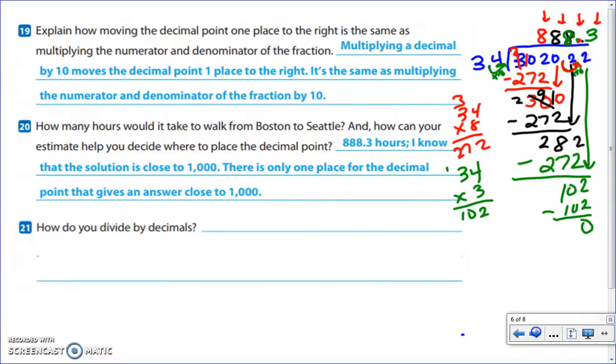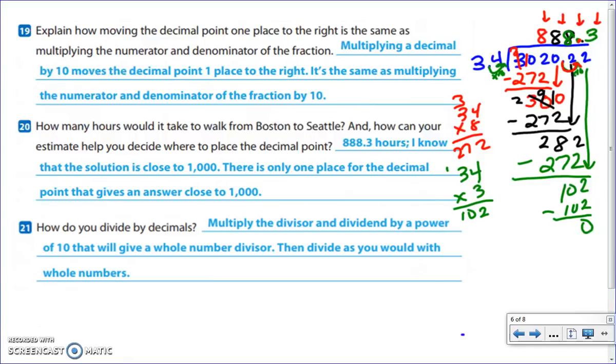So when we divide by decimals, we want to make sure that the divisor has no decimals in it. And so we multiply by what is called a power of 10, meaning 10, 100, 1,000, whatever is necessary to get the divisor, the number outside the division out here, into a whole number. Whatever I multiply that by, I also need to multiply the dividend by to keep the quotient equivalent. And then we divide the same way as we do with whole numbers.